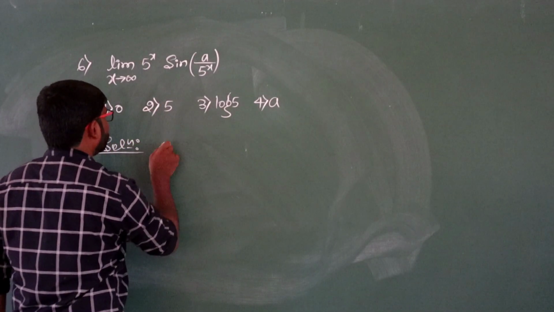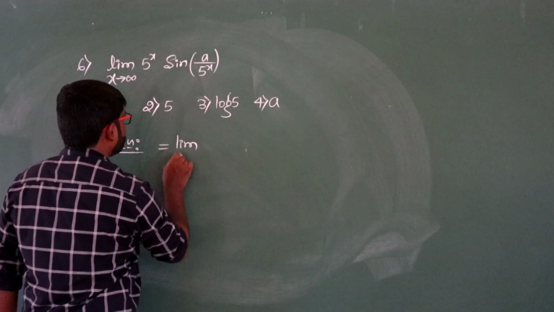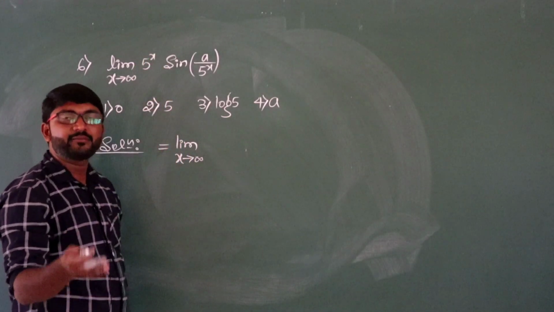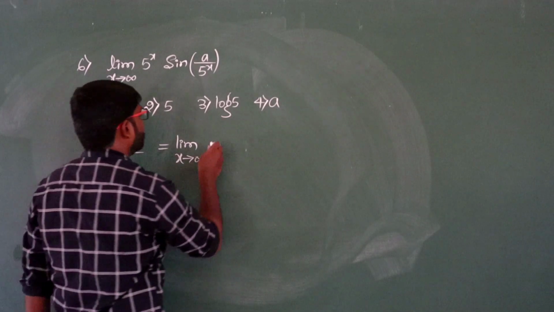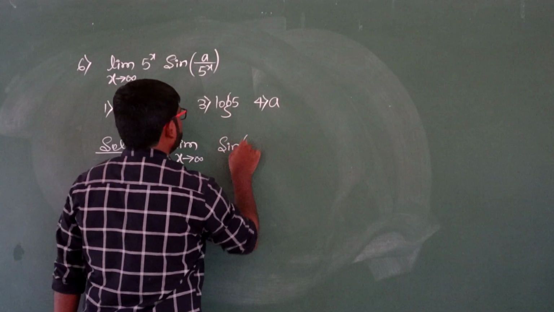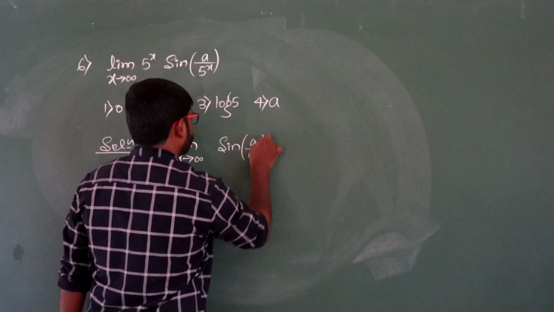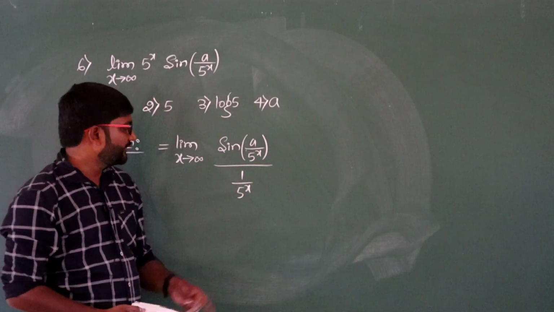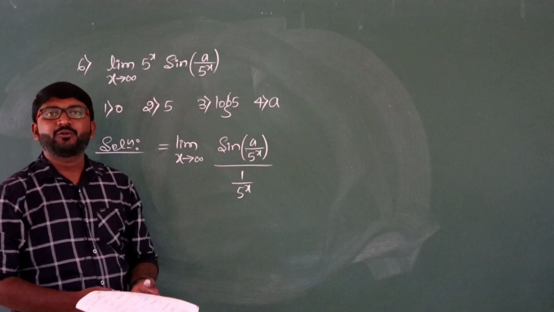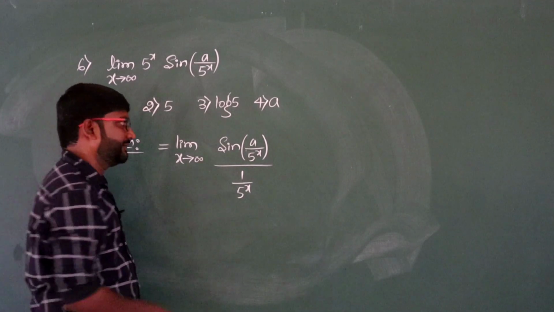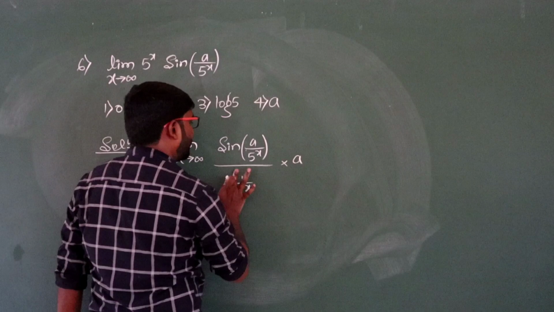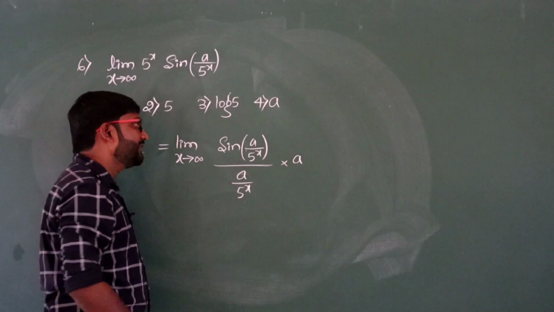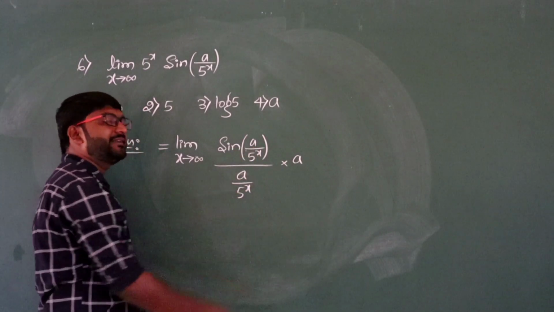Now this is equal to limit x tends to infinity. So this 5 to the power x, if we take it to the denominator, it becomes 1 divided by 5 to the power x. Sine(a by 5 to the power x), then divided by 1 by 5 to the power x. Now if we take it to the numerator, we get back the previous term. Now I will multiply and divide by a. I will be multiplying by a and here dividing by a. A and a get cancelled, we get back the previous term. Now the angles are same, so we can apply the sandwich theorem.